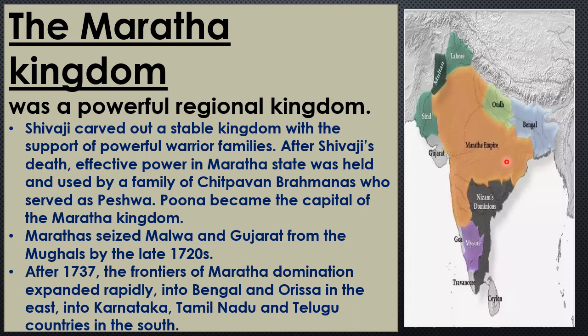Here you see Bengal and Orissa, this region. Bengal and Orissa in the east, and Karnataka, Tamil Nadu and Telugu countries in the south. So the kingdom of the Marathas expanded till here. This region, modern Karnataka, Telugu region, and also Tamil Nadu region. So all these regions were under the Marathas.